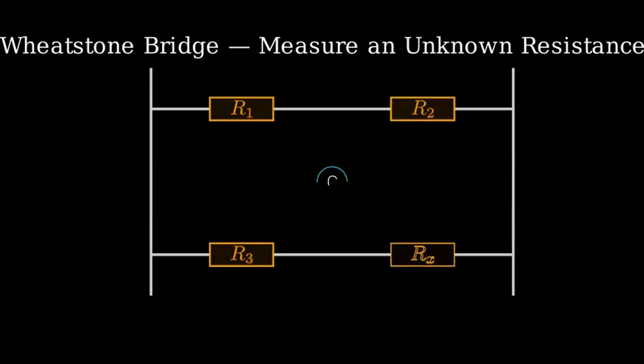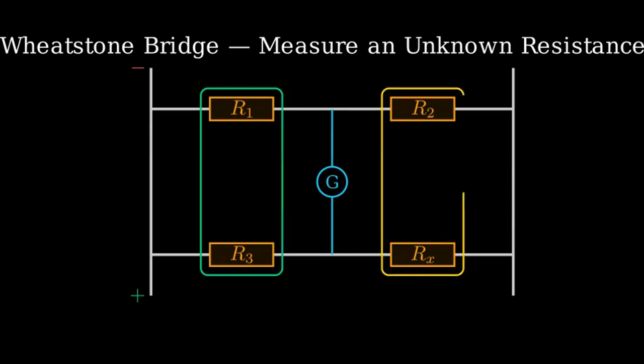2 resistors on the top branch, R1 on the left, and R2 on the right. 2 resistors on the bottom branch, R3 on the left, and Rx, the unknown, on the right. A sensitive detector, the galvanometer, connects the midpoints. We call the left pair one leg and the right pair the other leg.